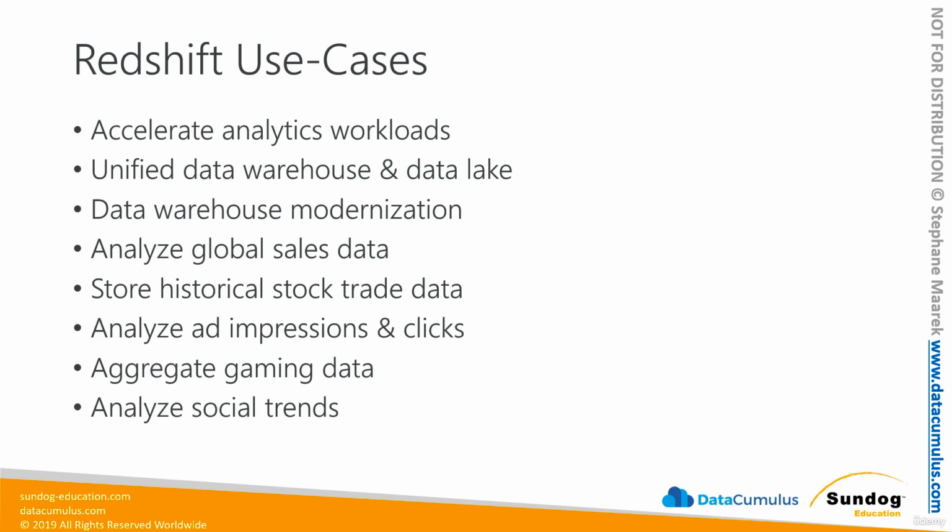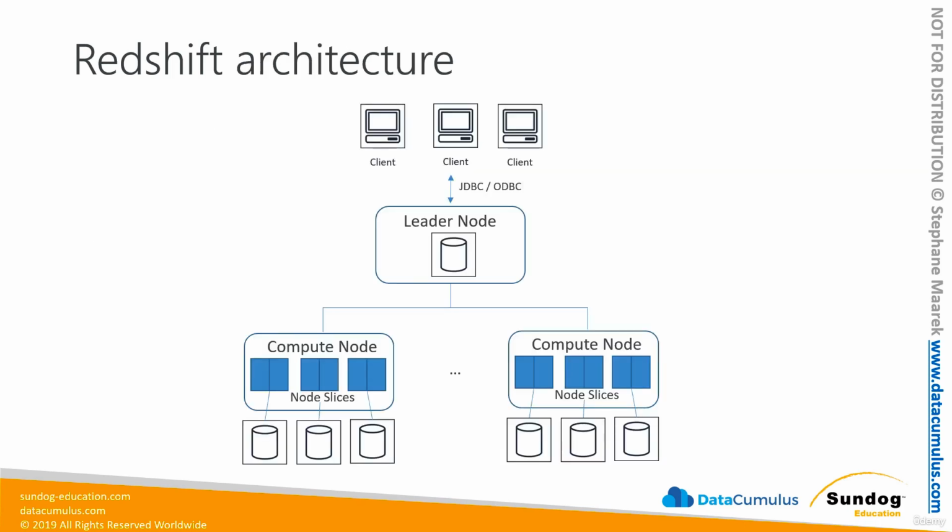And there are some more specific use cases that come out of the AWS Big Data White Paper. Those would include analyzing global sales data, storing historical stock trade data, analyzing ad impressions and clicks, aggregating gaming data, and analyzing social trends. These are all examples of stuff you can do with Redshift, or really any data warehouse for that matter. Let's start diving deep into the architecture of Redshift itself.